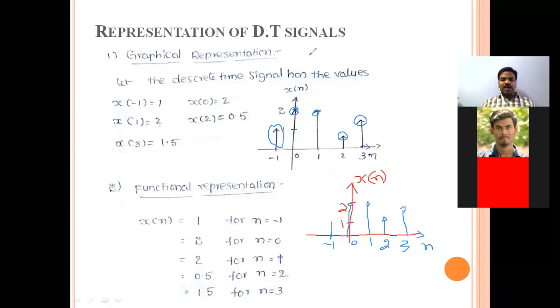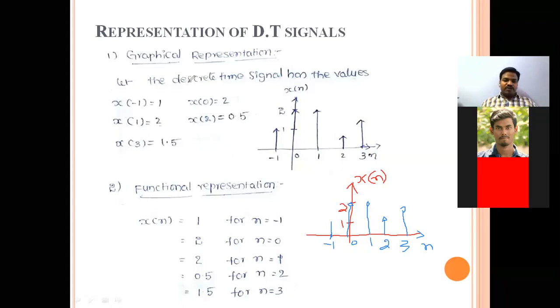So this is one type of discrete time signal representation. Similarly, functional representation. See, all types of representation you have already studied in your mathematics. Nothing new in it. You are very much familiar with the concepts of this type of representation.